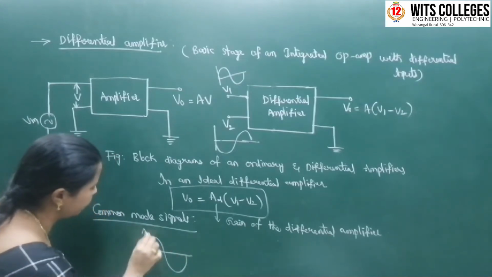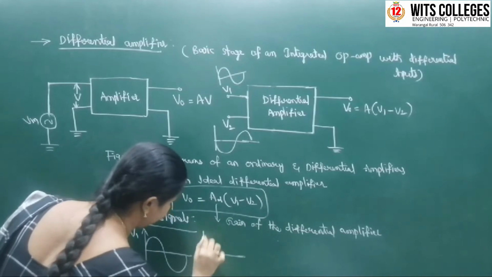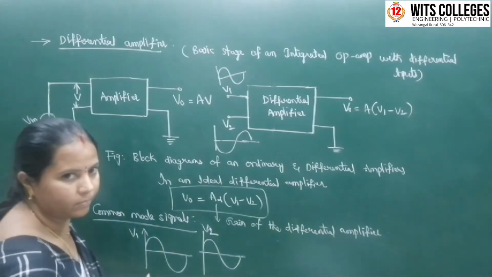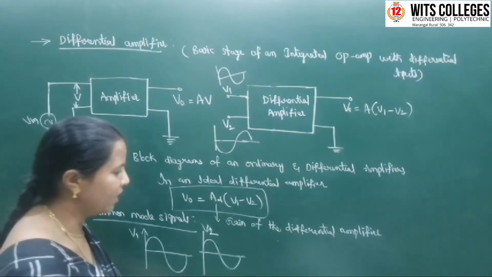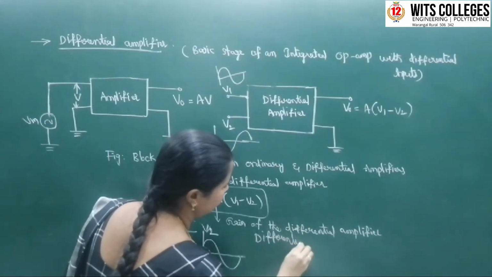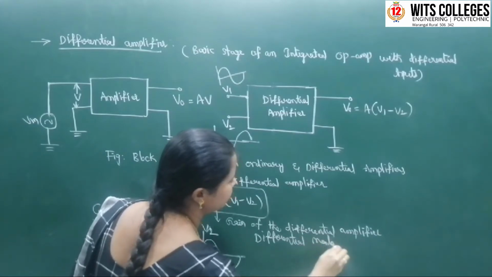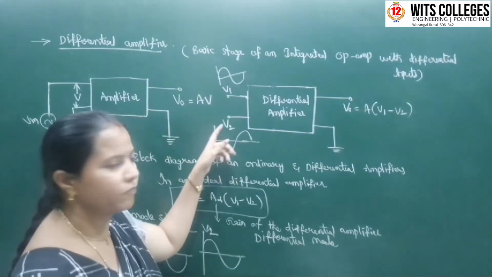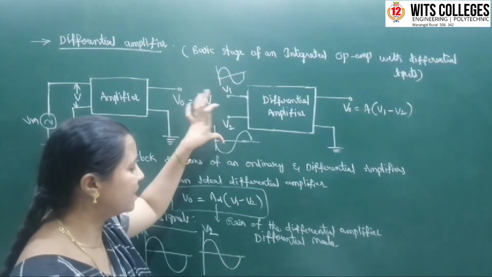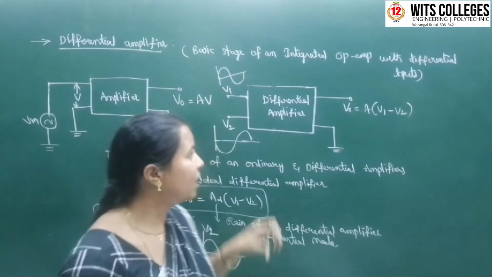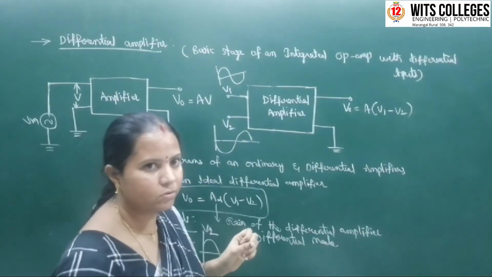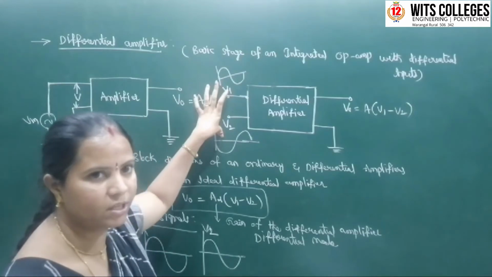This is signal 1, input 1, and this is signal 2. Here the two input signals are the same, common with each other. Differential mode signals means the two input signals are out of phase with each other. So here these two signals are 180 degrees out of phase. So the inputs to the differential amplifier are 180 degrees out of phase with each other, and these two signals are nothing but differential mode signals.